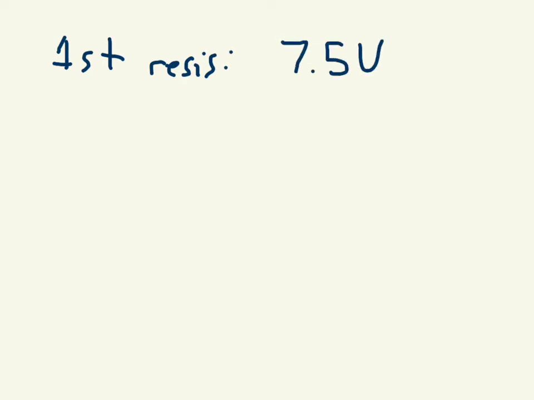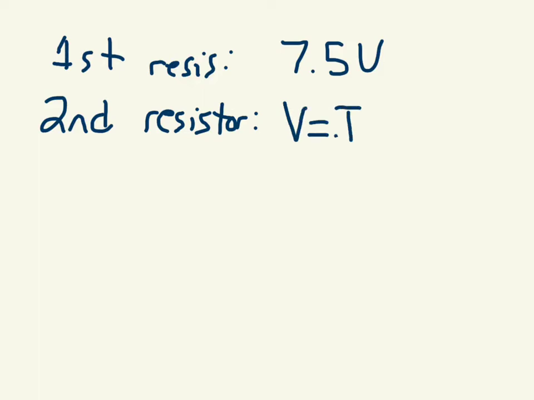Now we're going to do the same exact thing. Okay, let's write this down for a reference. First resistor was 7.5 volts of drop. Now we need to find out what the second resistor is. We don't need to figure it out to get that middle line that we're measuring, but let's do it for the hell of it. So V equals IR again, our friend, our returning friend.